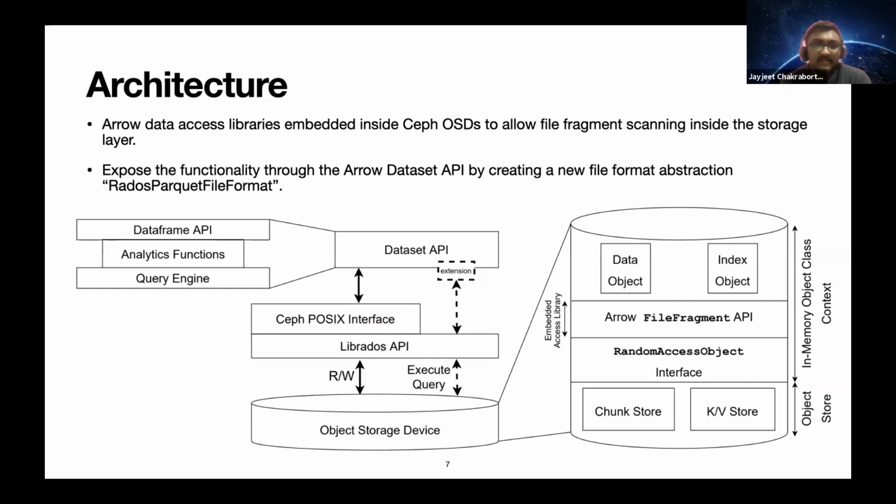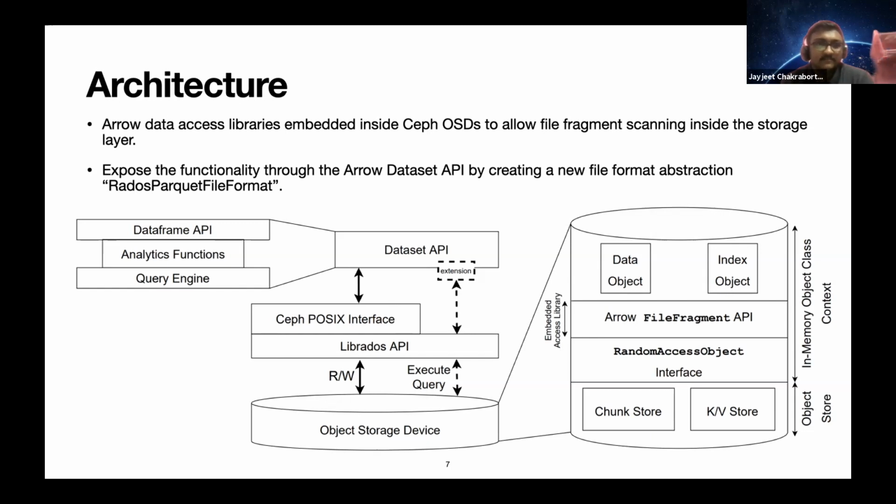So it's really transparent. You can use the Arrow dataset API as it is. You just need to replace the format from Parquet to Rados Parquet, and that's it. And you can fit the dataset API anywhere you want without any changes. That's the cool part of the design.